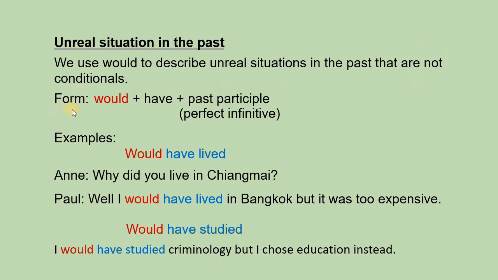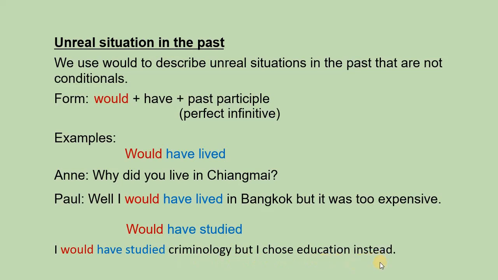So the form is would plus have plus past participle, and the past participle here is called the perfect infinitive. Examples: would have lived. So Anne, why did you live in Chiang Mai? Then Paul replied, well, I would have lived in Bangkok, but it was too expensive. And another here, would have studied. I would have studied criminology, but I chose education instead.